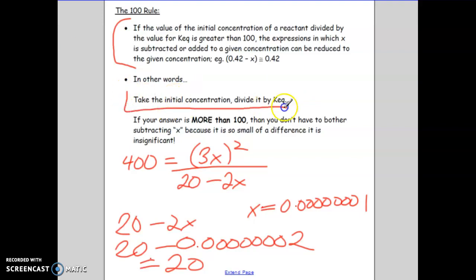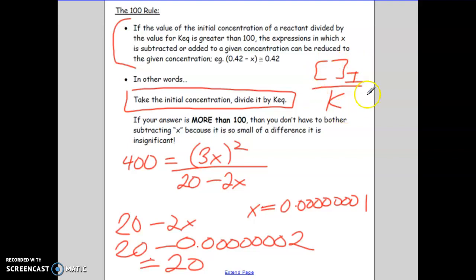But what we want to see here is, is it significant in comparison to your initial concentration? So here's what you're going to do. You take your initial concentration and divide it by your KEQ. If the answer is larger than 100, even if it's 100 bang on or 101, even if it's 99, I would round that to 100, but it has to be within 1. So if it's 92, you would not be able to say that it's 100. 99, 98, yes. 95, I would still say no.